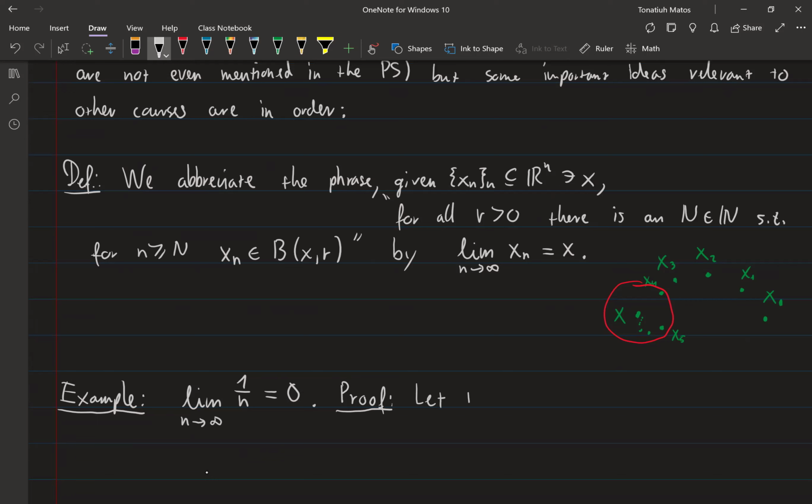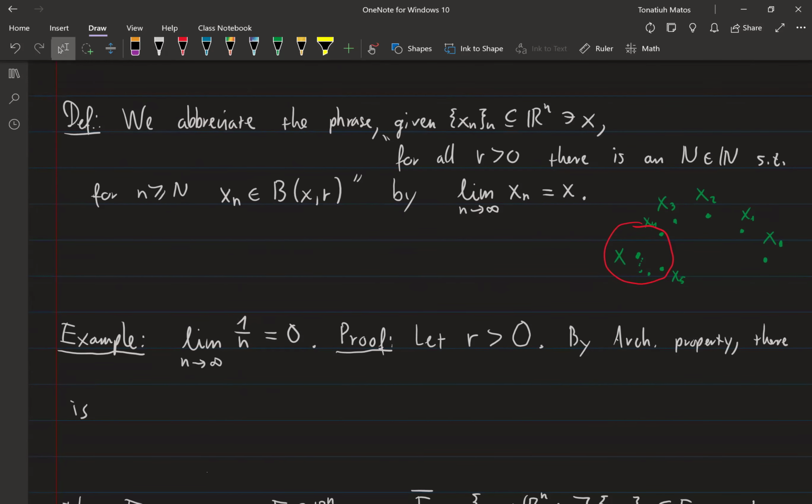So according to the definition, I have to give an arbitrary radius r, a real number, and somehow the sequence needs to give me a large enough index so that eventually everything is contained inside that ball. Now, why should this be true? Well, by the Archimedean property, there is... Most of the times we don't even explicitly cite the Archimedean property because of how ubiquitous it is, but it is important, right? It is something that we should keep in mind because not every space has this property.